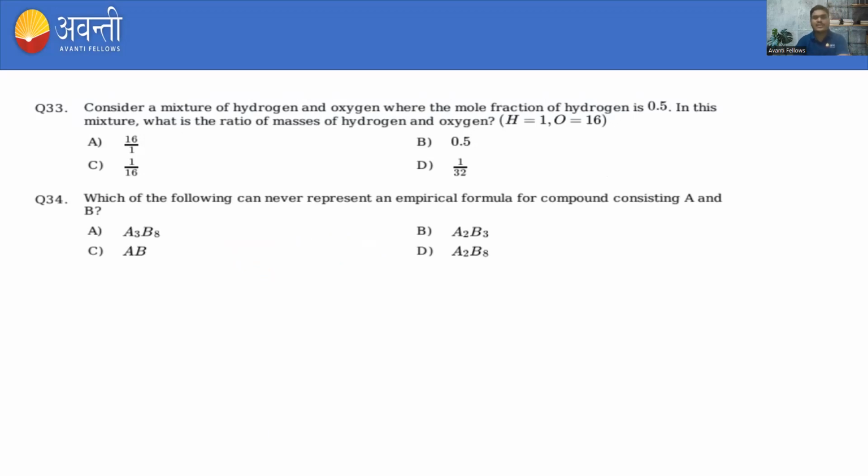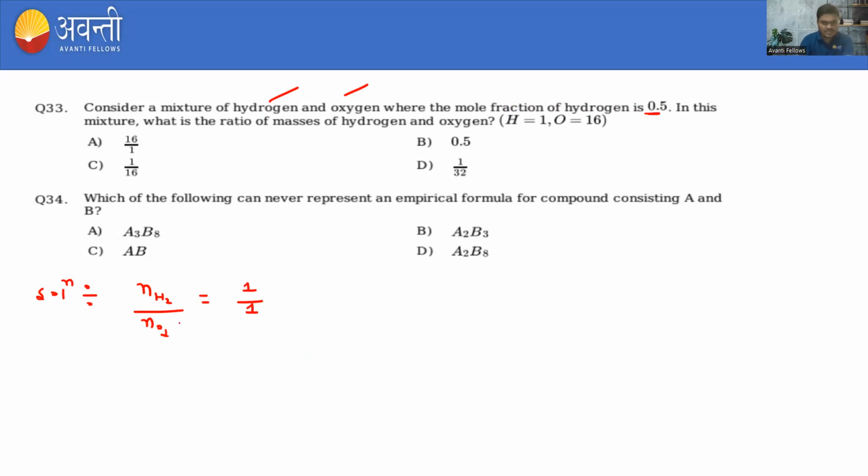So consider the mixture of hydrogen and oxygen where the mole fraction of hydrogen is 0.5. So in this mixture, what is the ratio of masses of hydrogen and oxygen? So you have to calculate the ratio of the masses of hydrogen and oxygen, right? So how will you calculate, beta? So considering a mixture of hydrogen and oxygen, and the mole fraction of hydrogen is given 0.5. So let me calculate first the ratio of the number of mole of hydrogen to the number of mole of O2. And this value comes out to be 1 ratio 1. That is 1 by 1.